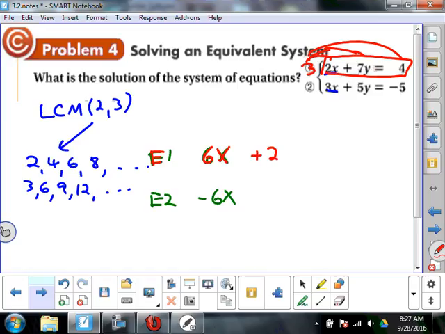Plus 21y, and then that's going to equal 12. Awesome. I just had the world's largest deja vu moment. Can't even say it. I'm so excited. Kind of freaked out, if I'm being honest.